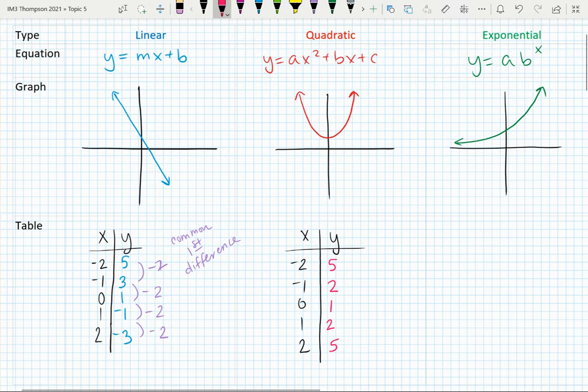If I were to look at differences in a quadratic function, so here I subtract 3, I subtract 1, I add 1, and then I add 3. The first difference is not the same. But if I do the second difference, this is adding 2, adding 2, adding 2. Now I get a common number. Quadratic functions always have a common second difference.